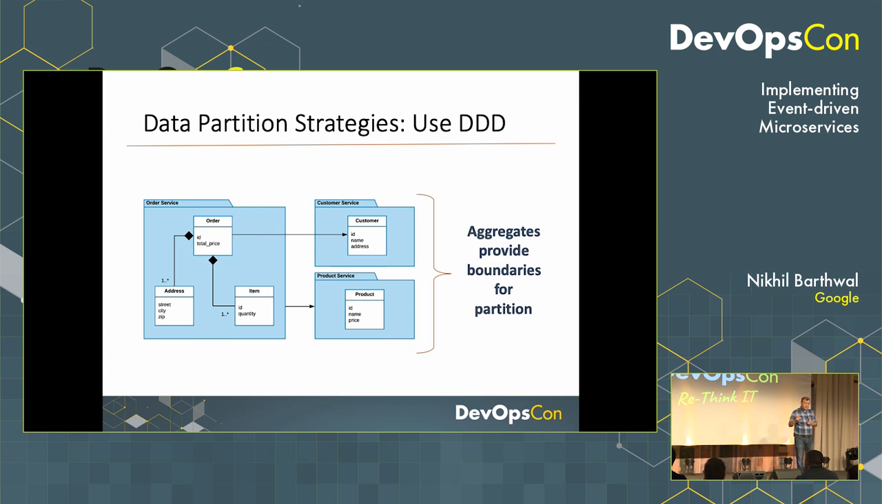And a good thing about aggregates is, first of all, I should say that there is no unique way of partitioning your system because, in this example, I could say order service, consumer service, product service, but I can actually merge product service and consumer service into one also and have order service separate. So there is no unique way of partitioning the system, but the general recommended practice is to partition it as finely grained as possible.